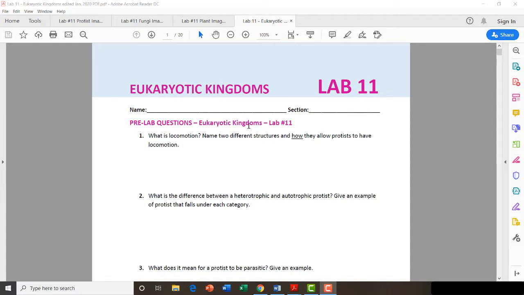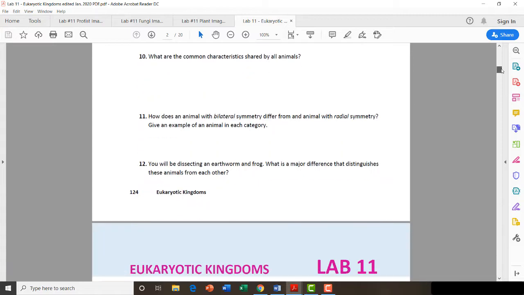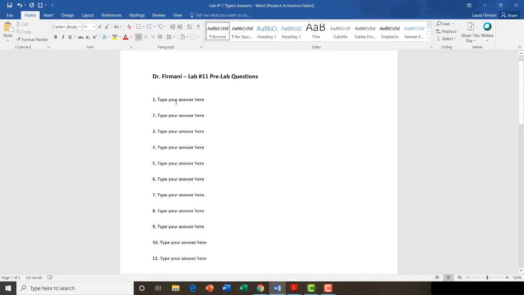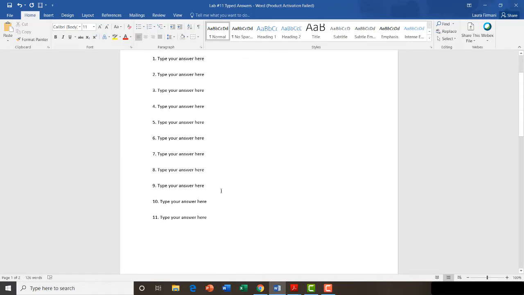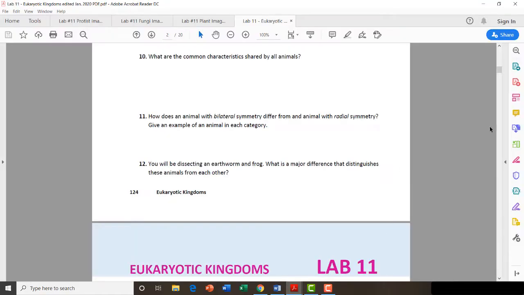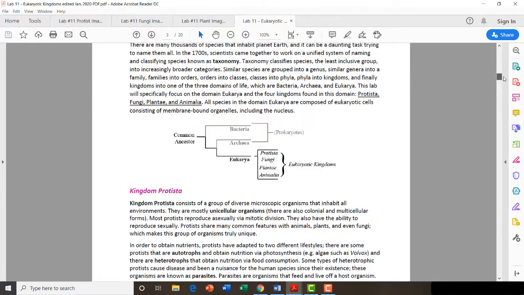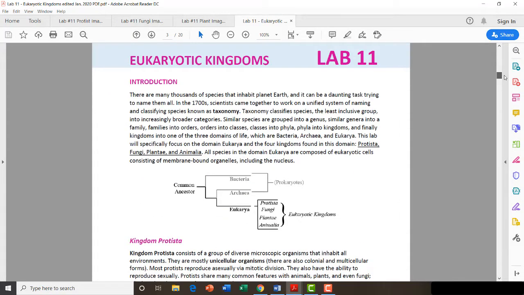After you have done that, then I would come back and work on your pre-lab questions. So for your pre-lab questions, you have 12 of them. So just like before, when you go into your Word document, just make sure you have your name, what lab you're working on, and that they're your pre-lab questions. And just simply write all your answers 1 through 11 on this page. Once you have finished your pre-lab questions, then you can move on to the protocol of the lab.